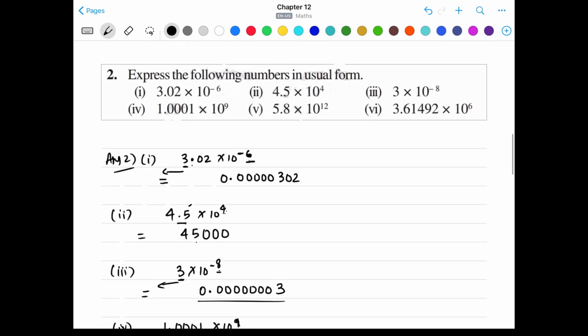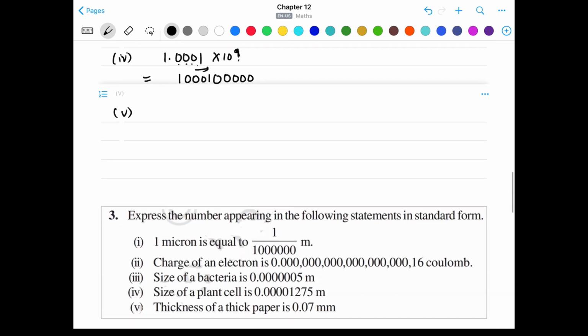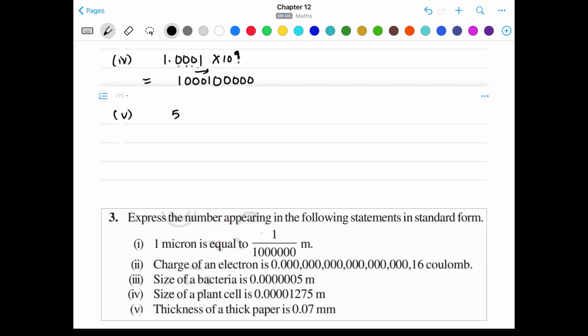Now moving to the next one. Next is 5.8 into 10 raised to power 12. Again here the exponent is positive, that means this number is a large number. So we are going to add the zeros to our right hand side. Out of this 12 we already have one digit here, so we need 11 more zeros.